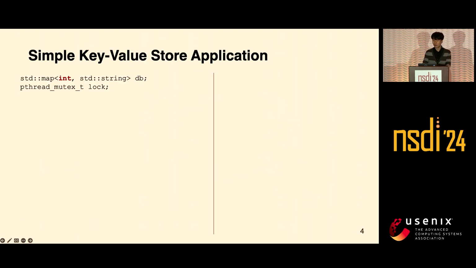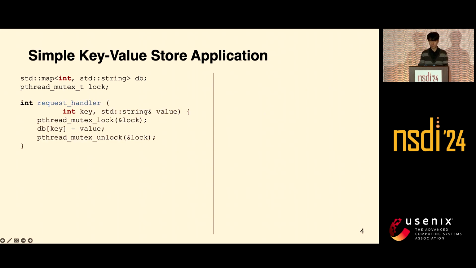Let's consider a very simple key value store application, where the key is an integer and the value is a string. Here, we have one map to store the key value pairs, and there is a global lock to protect the entire map. And we have the request handler, which takes the key value pairs as an input and stores them into the map while holding the lock.